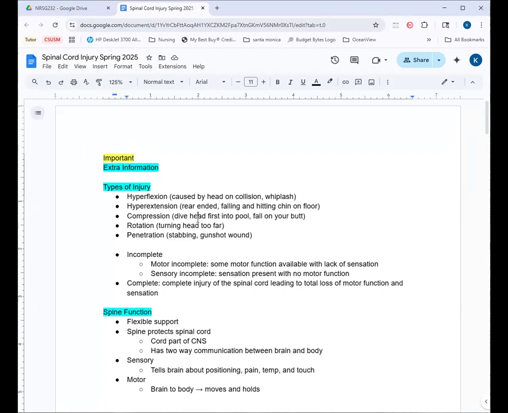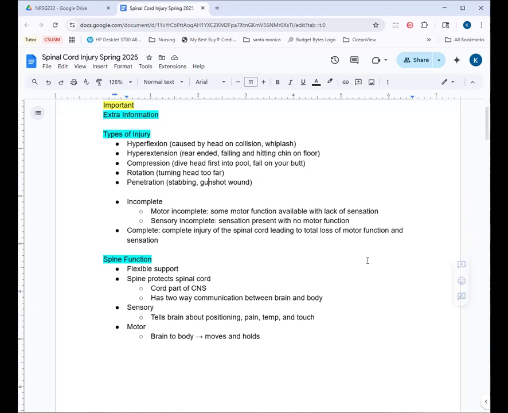So for types of injuries, it's just nice to know you have hyperflexion, usually like a whiplash injury, hyperextension, usually like a rear end accident, and compression. Like those videos where people jump off the roof and land square on their butt on the ground, that would probably be a compression injury. It sounds like you're compressing your spine. Not good. Rotation is turning the head too far, and then penetration, exactly what it sounds like.